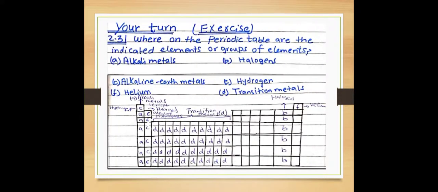Here on the periodic table, we have to provide the location of alkali metals, halogens, alkaline earth metals, hydrogen, and helium. Hydrogen is the first element in the 1A group, and helium is the first element in the 8A group. So this is hydrogen, this is helium, and the 2A group is the alkaline earth metals. 1A, except hydrogen, are the alkali metals, and the transition metals are in between the metals and non-metals. These are transition metals, and our halogens belong to group 7A.